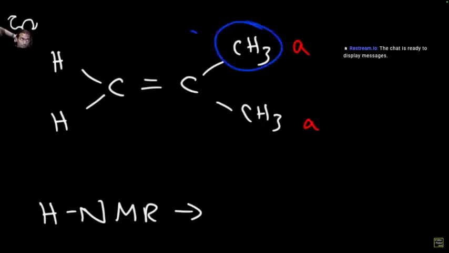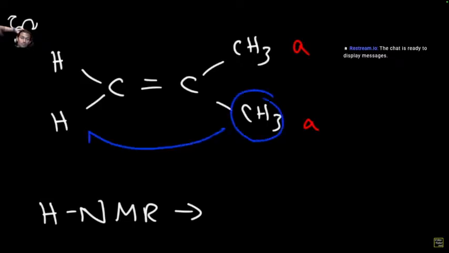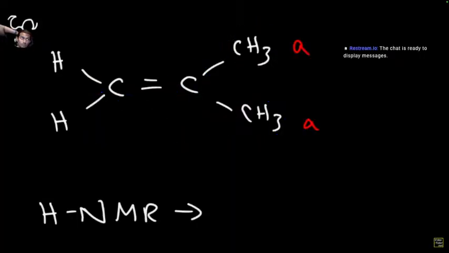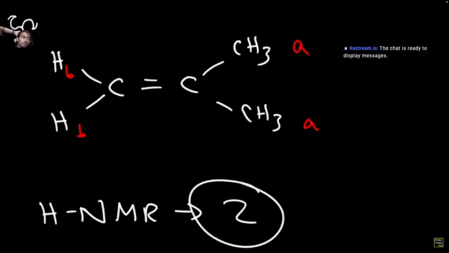This methyl group here is cis to a hydrogen atom, and it's also trans to a hydrogen atom, and it's attached to a carbon that has a methyl group. The same situation applies to this one. It's cis to this hydrogen, trans to that one, and it's attached to a carbon with another methyl group. So they have the same chemical environment. Now, these two hydrogen atoms also share the same chemical environment. So that will be signal B. Thus, we should get 2 signals for this particular molecule.